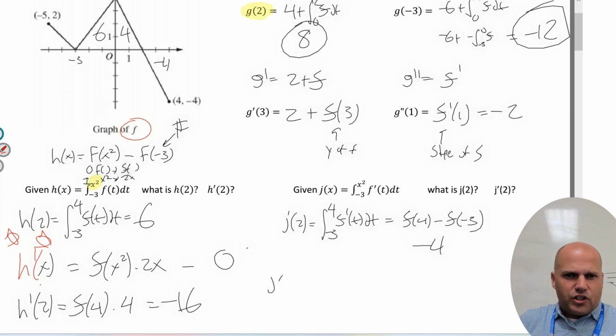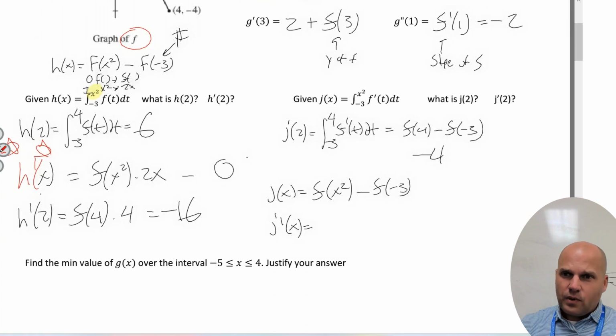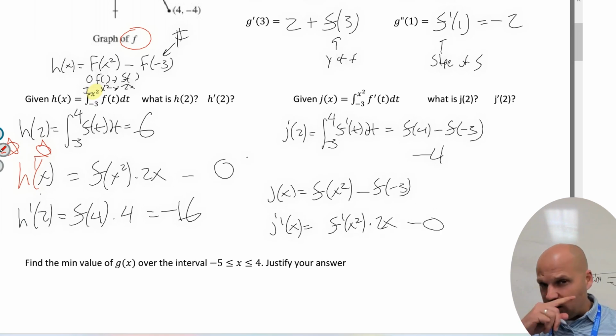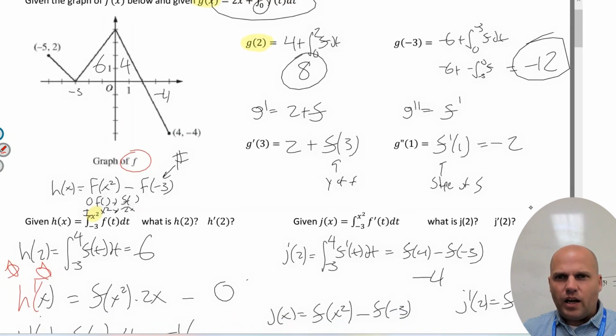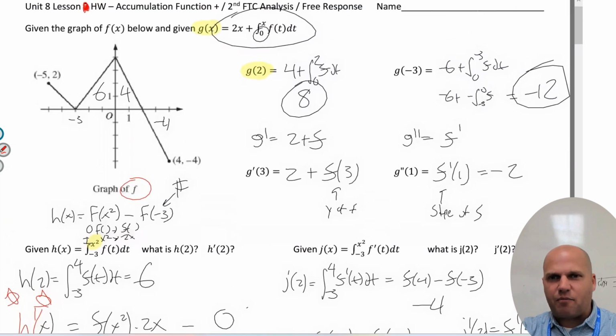So I'm going to say, well, J of x could be written as regular f of x squared minus regular f of -3. Regular f of -3 is 0. That means J prime is going to equal f's derivative at x squared times 2x minus 0. F of -3 is 0, the derivative is 0. So it's just a different level down, but now if I want to find J prime of 2, I need f prime of 4 times 4 versus f of 4 times 4. I don't know what f prime of 4 is. I can't do that.